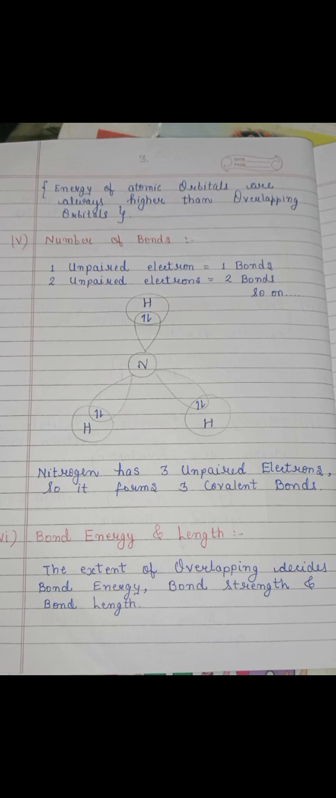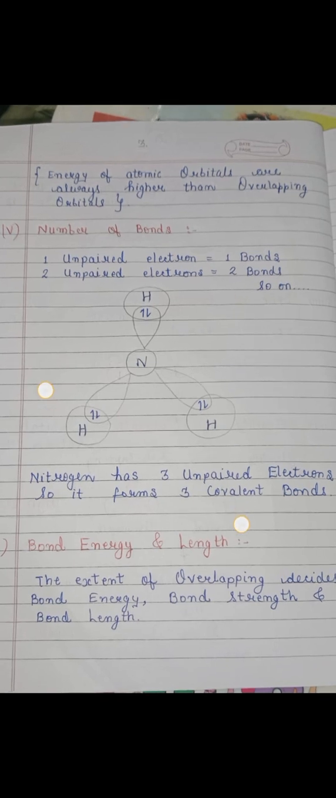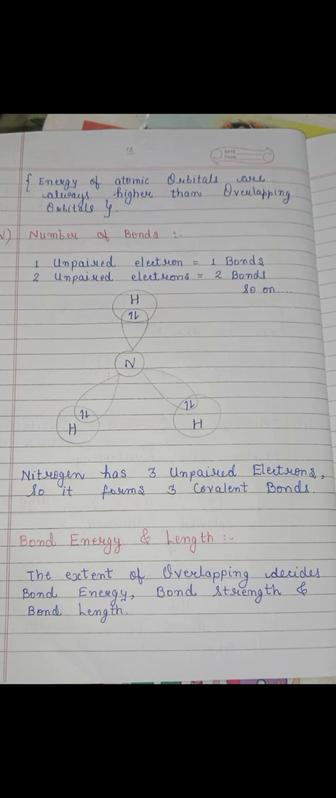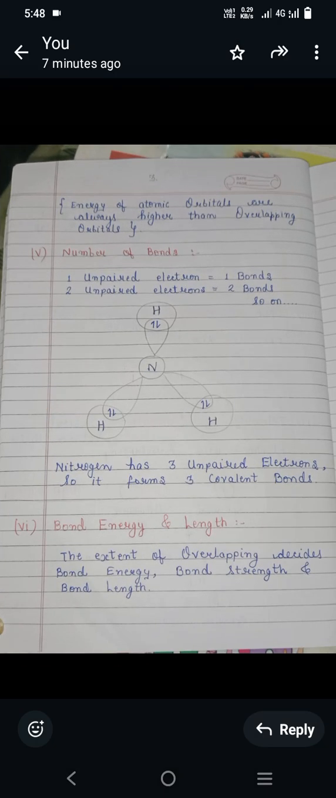Now the fifth point is number of bonds. If one unpaired electron is present, then one bond will be formed. If two unpaired electrons are present, then two bonds will be formed. If three unpaired electrons, then three bonds will be formed, and so on. Here I've taken the example of nitrogen, which has three unpaired electrons. So it will form three covalent bonds by overlapping with the unpaired electron of hydrogen.